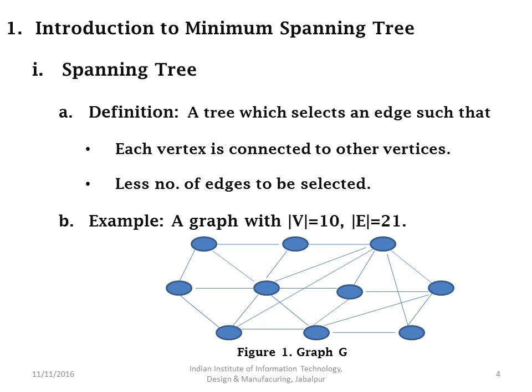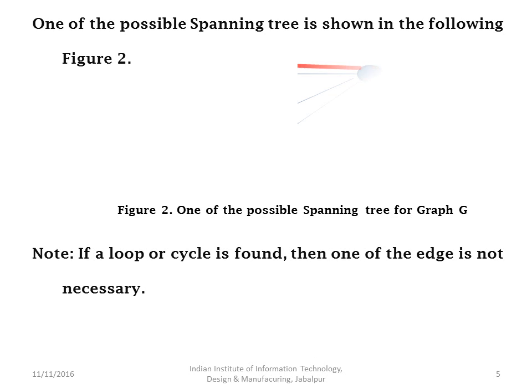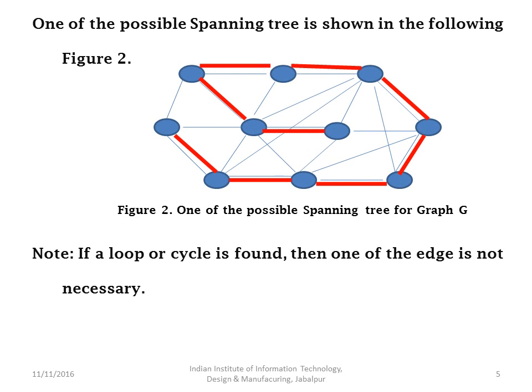For example, consider the graph shown in figure 1. The graph has 10 vertices, V equals 10, and the number of edges available is E equals 21, where V is the set of all the vertices and E is the set of possible edges. So we will find the spanning tree from figure 1. One of the possible spanning trees is shown in figure 2.